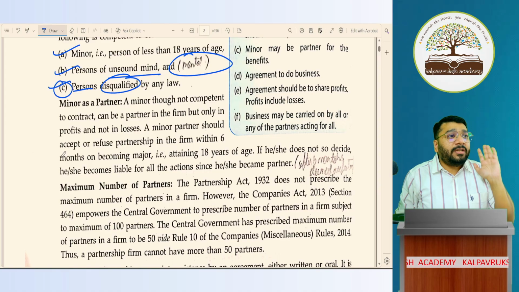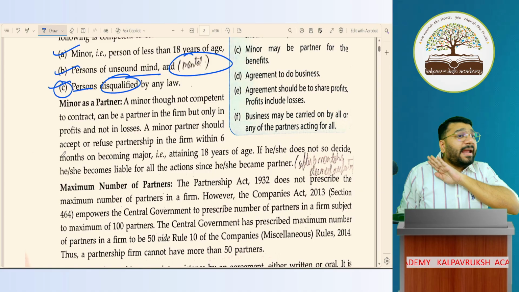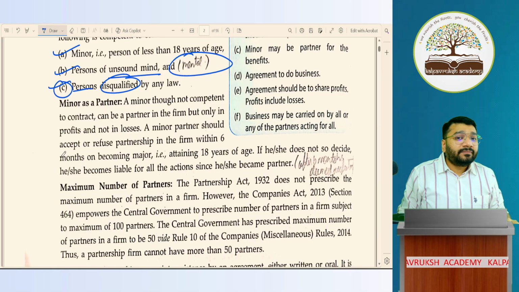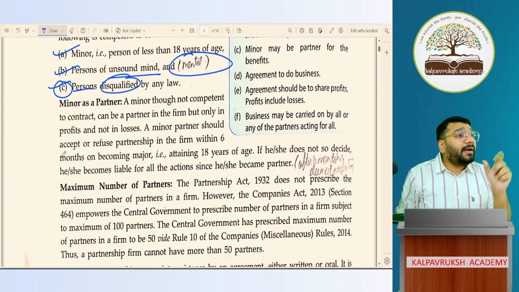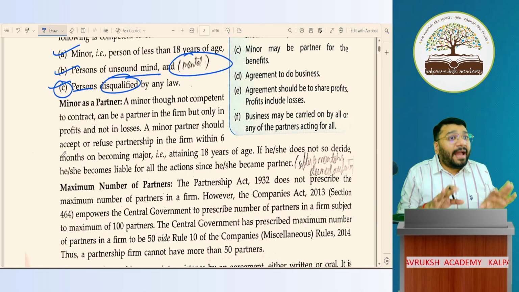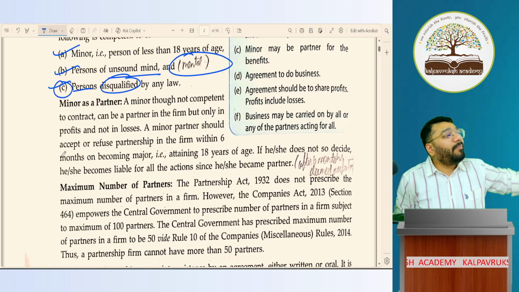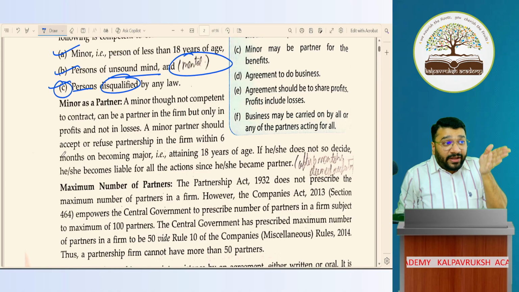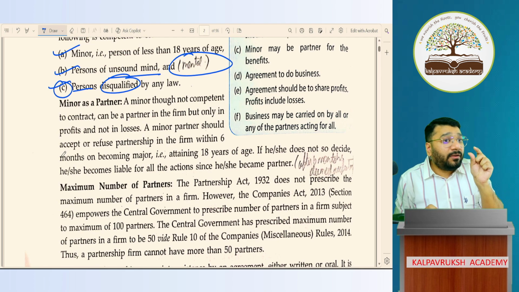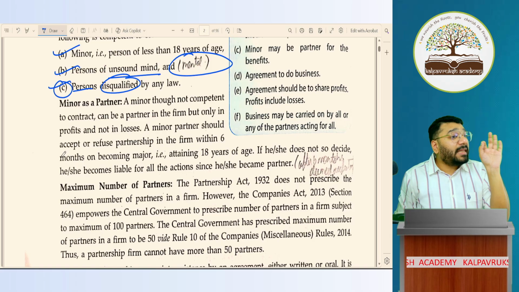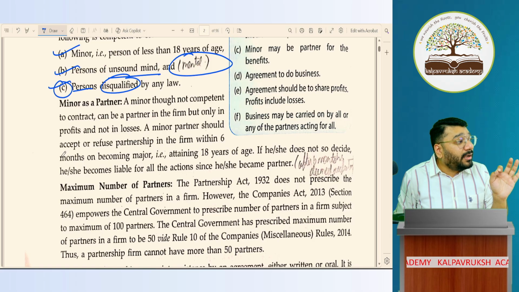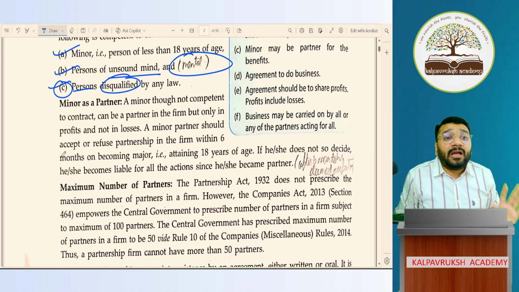Right? Now imagine up to 6 months time passed by and the minor did not give any confirmation. What are the consequences? If the minor does not give any confirmation within 6 months, that will lead to deemed acceptance. What is deemed acceptance? It is implied that he has accepted to become a partner. So from 1 Jan, if I calculate 6 months, what is the due date? 30th June. 30 June is the last date by which he has to confirm. If he does not confirm, from 1st July onwards, he will officially become a major partner.